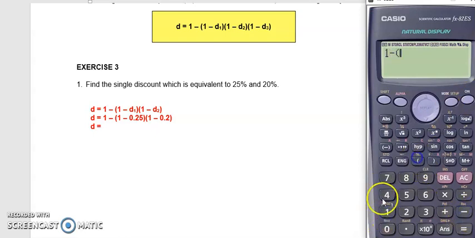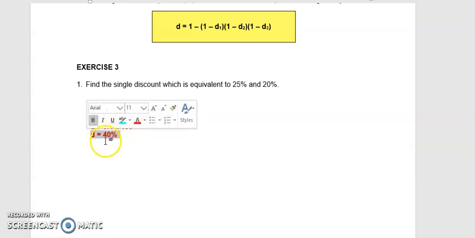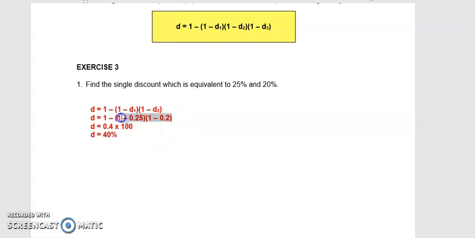1 minus 0.25 multiplied by 1 minus 0.2. So how many percent? Only 0.4 or 40%, not 45%. So if you want to convert to percentage, multiply by 100. So D is 40%. So that is meant by single discount. Single means 1 equivalent to these 2 discounts, or the chain discount.